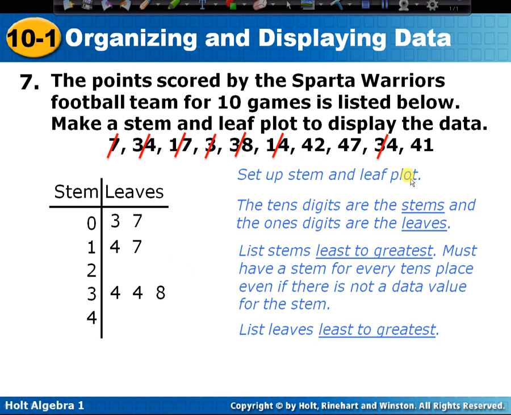Then we have 42, 47, and 41. So we're going to put 1, 2, and 7. Again, they need to be least to greatest. The stems need to be least to greatest, and your leaves in each thing need to be least to greatest.